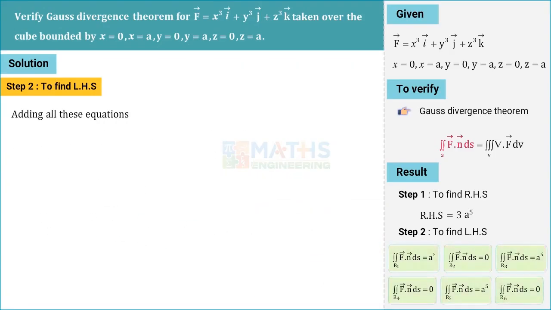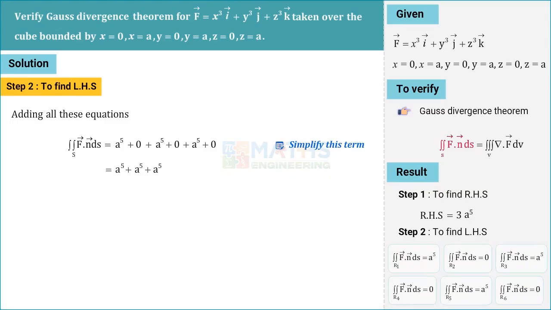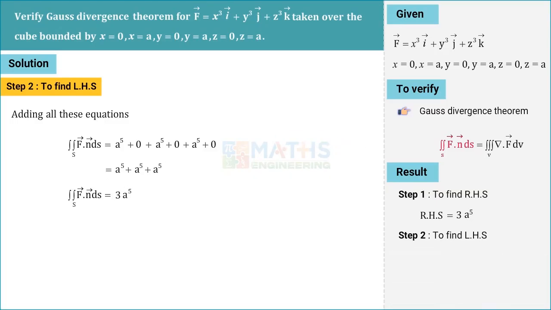So we start from the left hand side of the definition. That is equal to the sum of all these 6 values. When adding, we get 3a power 5. So the left hand side value is 3a power 5. As the left hand side value is equal to the right hand side, Gauss Divergence Theorem is verified.